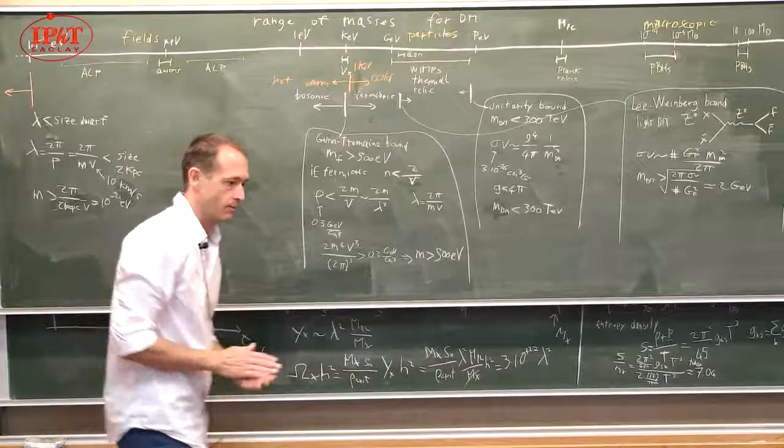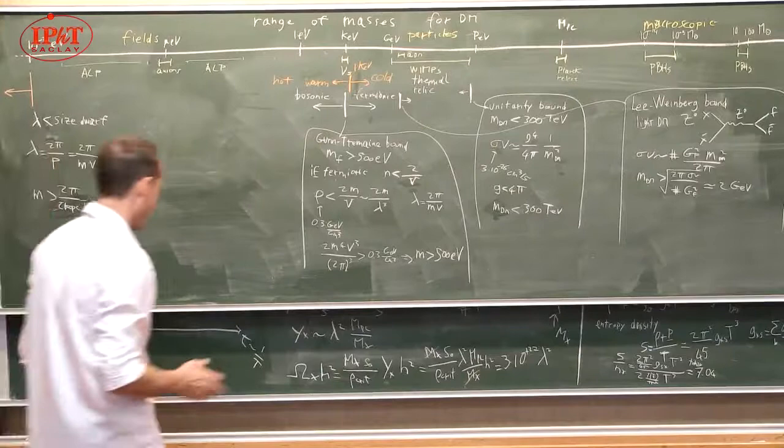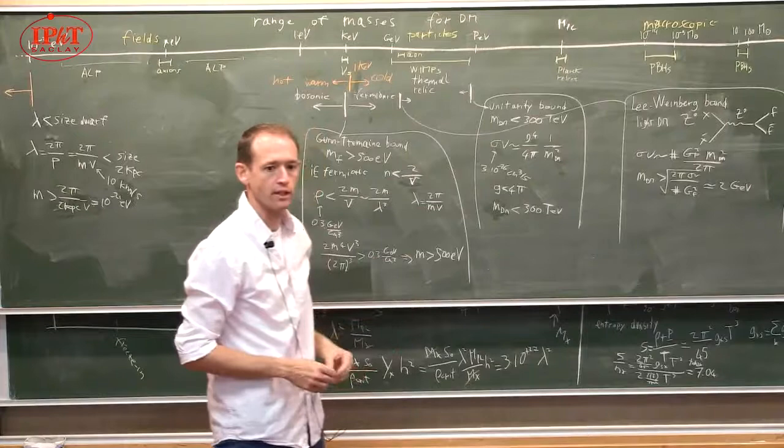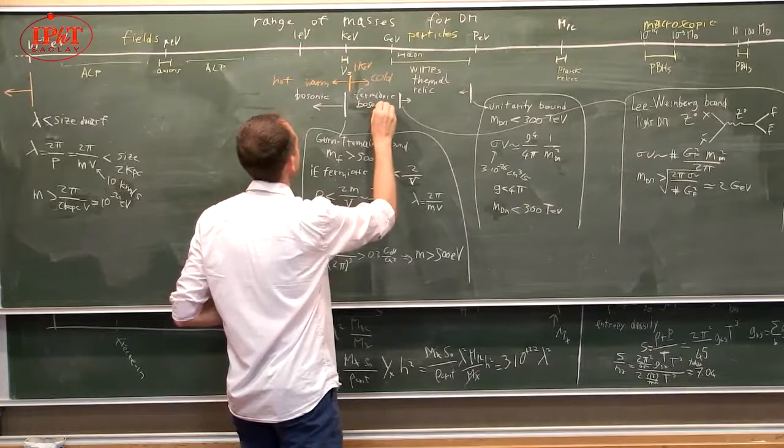Yeah? Can dark matter be bosonic and have a mass larger than that? Yeah, yeah. In that sense, absolutely. You can have a heavy scalar with a mass of 20 TeV, and nothing forbids that. Okay. It's just that the arrow here means bosonic only on this side, and fermionic or bosonic on this side. It's not necessarily. Yeah, sure.